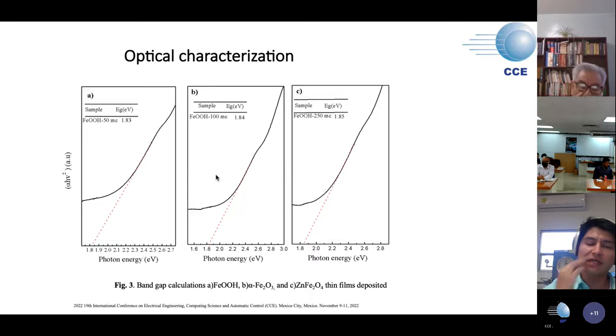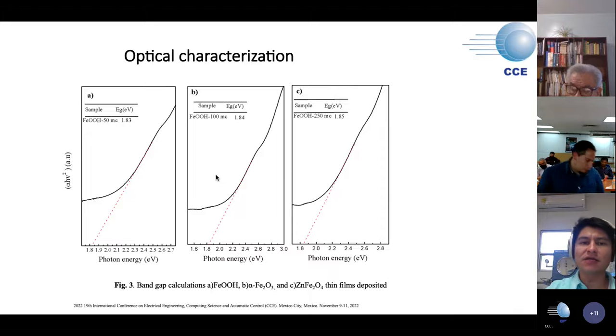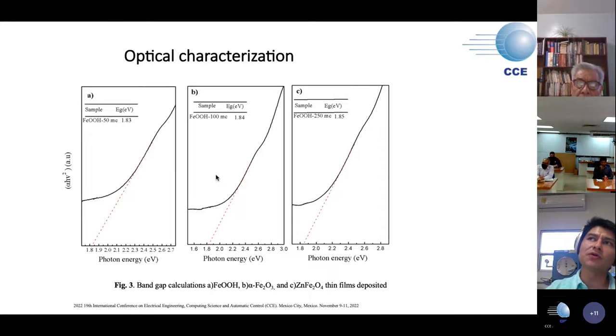We made an optical characterization. This is the band gap. In all cases, we obtain values close to those reported, but in the three cases, as you can see, we observe an increase in the value of the band gap with the increase of the charge used. This is a little contradictory, because it's supposed that when you increase the thickness of the material, you should obtain lower values.